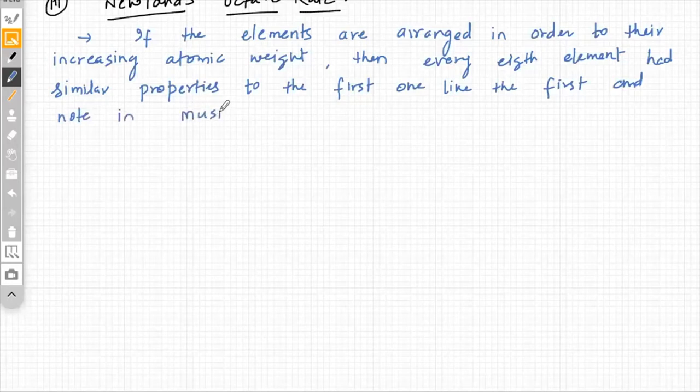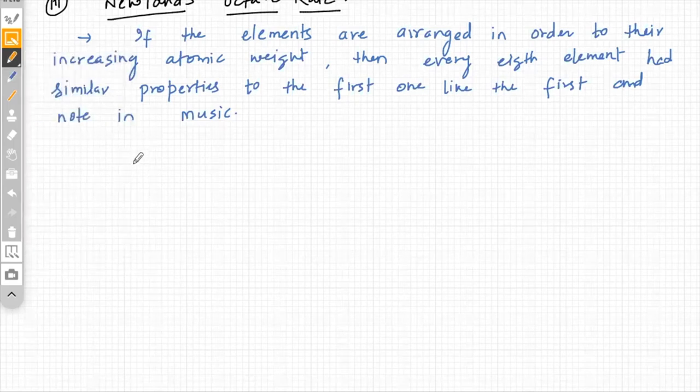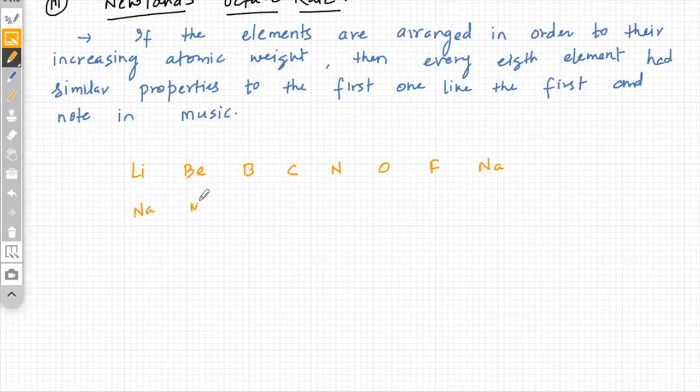Like Sa, Re, Ga, Ma, Pa, Dha, Ni, Sa, right? So Sa and Sa, the eighth one, right? Sa, Re, Ga, Ma, Pa, Dha, Ni, Sa. So same thing we have here. If you arrange these atoms, you see we have lithium, beryllium, then we have boron, carbon, nitrogen, oxygen, fluorine, and then sodium. We have sodium here, magnesium, aluminium, silicon, phosphorus, sulfur, chlorine, and potassium.